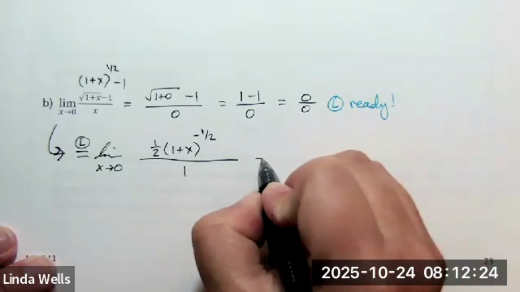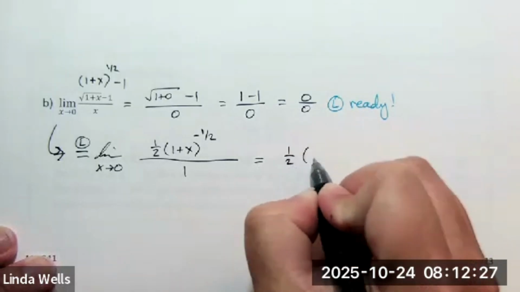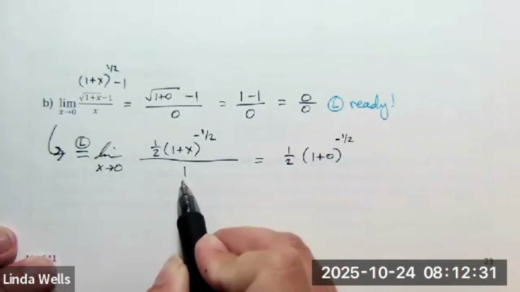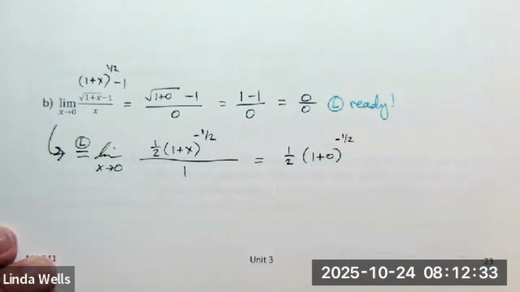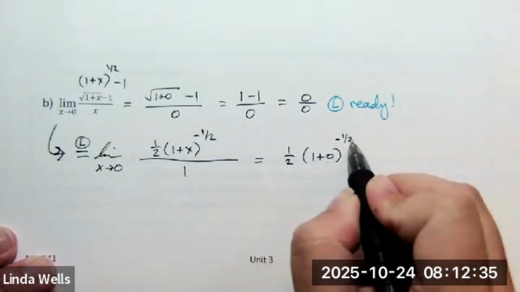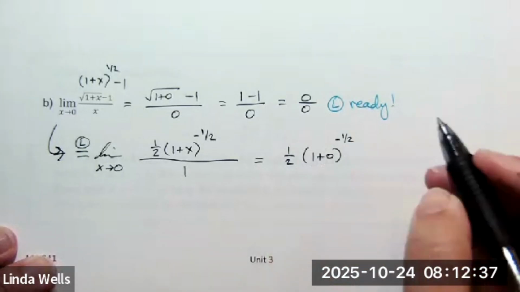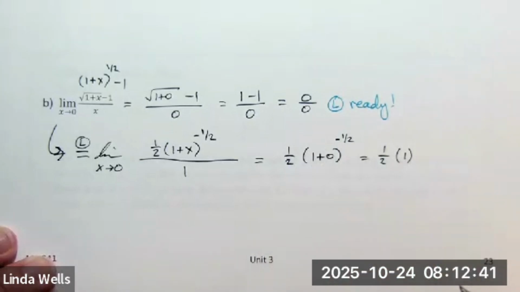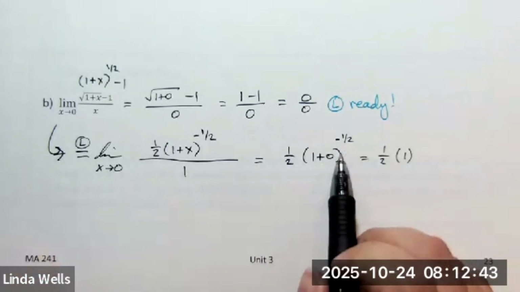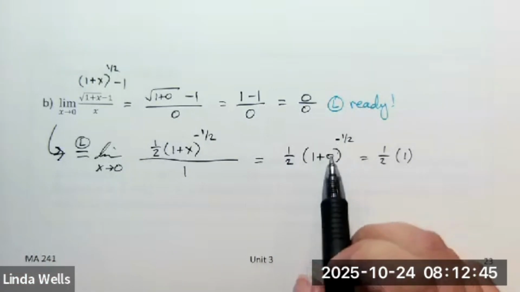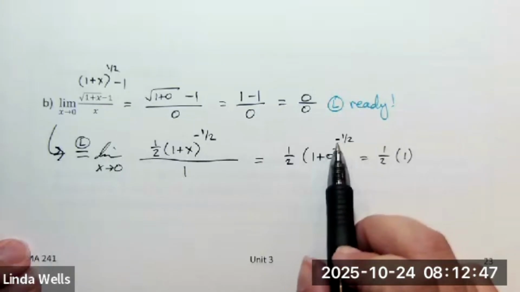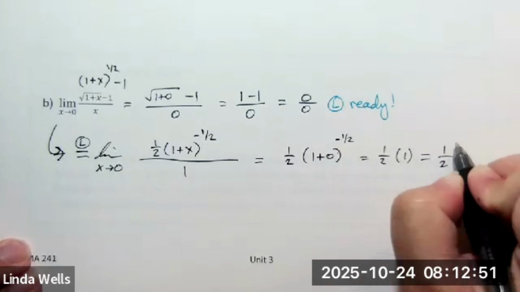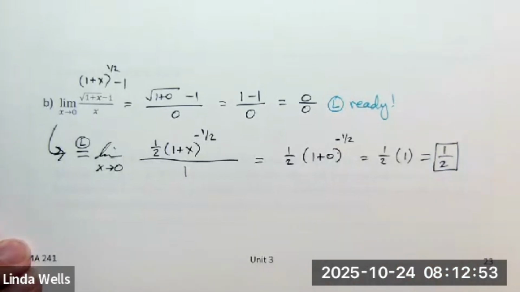Plug in what x is going to. So we have 1/2 times 1 plus 0 to the -1/2. The 1 on the bottom is not doing anything, so he's gone. So that's 1 to a power. What's 1 to a power? This is 1. Or we can think of it as the square root of 1, and then put it in the denominator. It's still just 1. And we end up with 1/2. Once you have your answer, you're done.